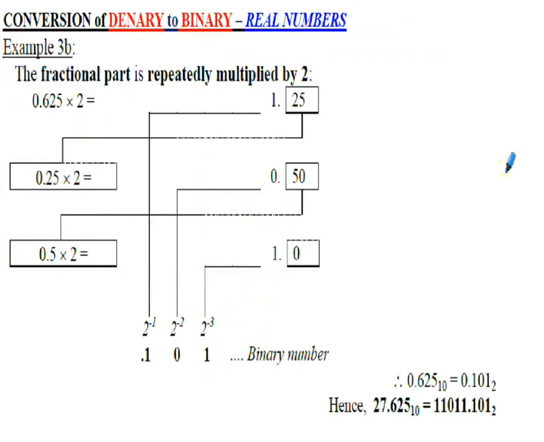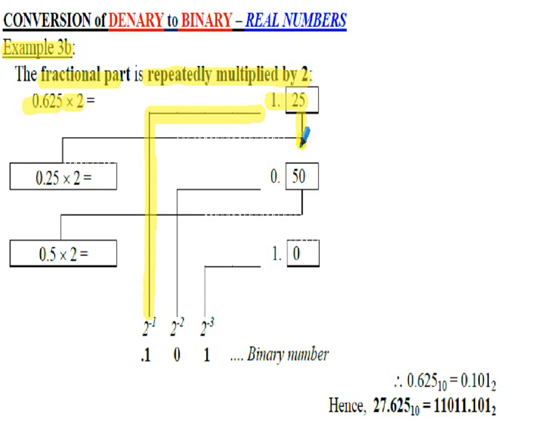Conversion of denary to binary continued here, looking at real numbers. Example 3b continued. We're now going to look at the fractional part of the number, and we're going to find that by repeatedly multiplying by 2. So from the previous slide, the fractional part of our number is 0.625. We multiply that by 2, and we get a value of 1.25. The integer part, the 1, is now written under the column heading of 2 to the minus 1.